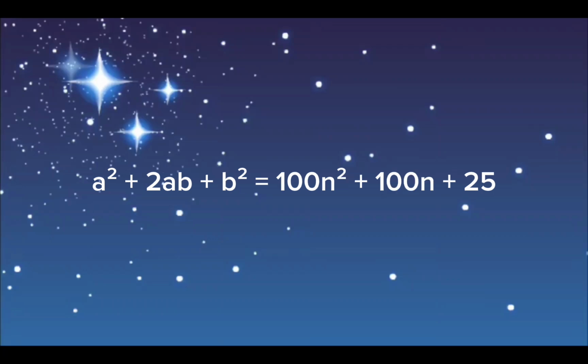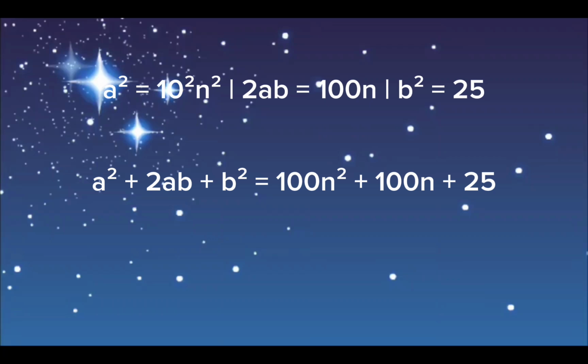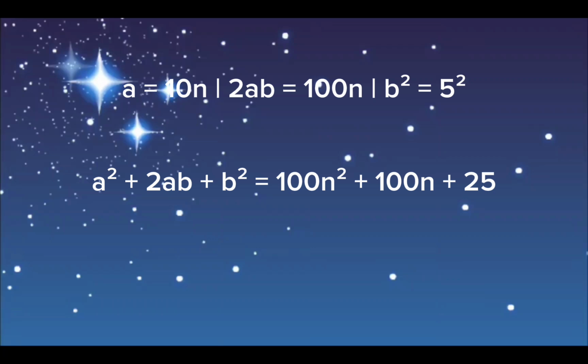Now let's observe the sum in both sides. Assume a squared equals 100n squared, 2ab equals 100n, and b squared equals 25. Now let's simplify the three equalities. 100 is a perfect square, which is 10 squared, and since both are being squared, we multiply the bases, so (10n) squared. Then we cancel the exponents, and a equals 10n. Similarly, for b squared equals 25, 25 is also a perfect square, which is 5 squared. Cancel exponents, and b equals 5.